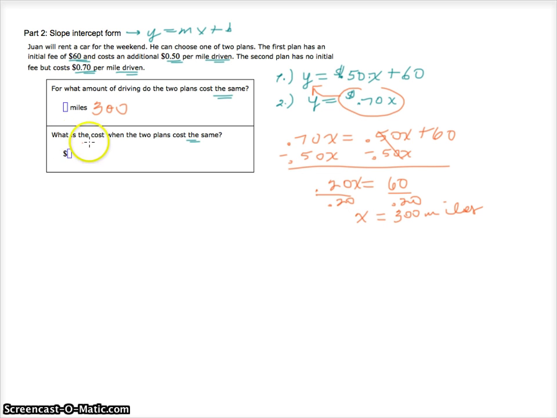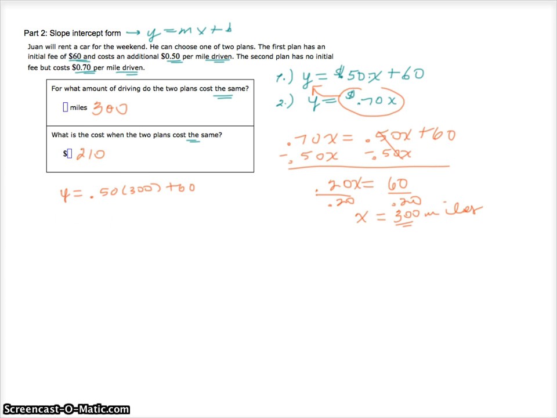Now when they say what is the cost when the two plans cost the same, well that means that we put the value of x into the equation. So I'll say y equals 0.50. I'll just put it in the top equation, 0.50 times 300 plus 60. So do 0.50 times 300 plus 60, and that price is going to be $210.